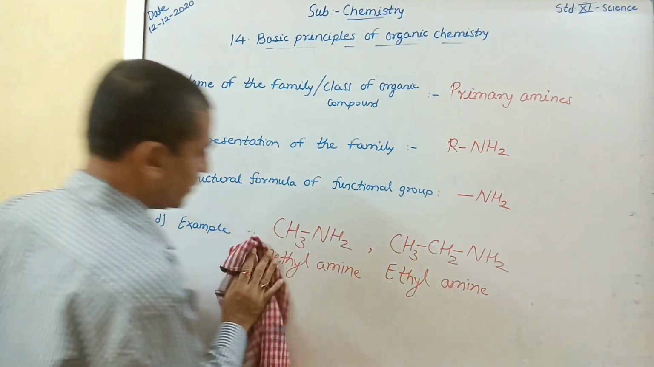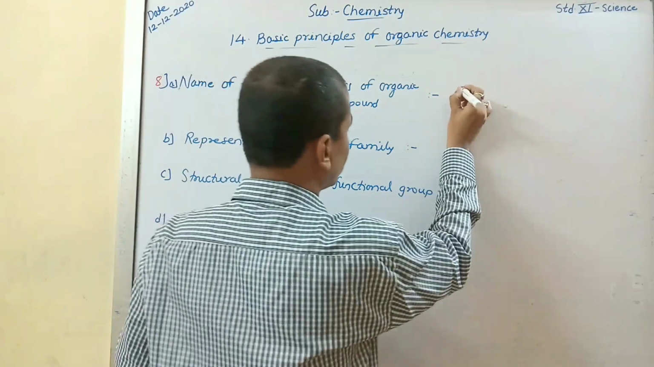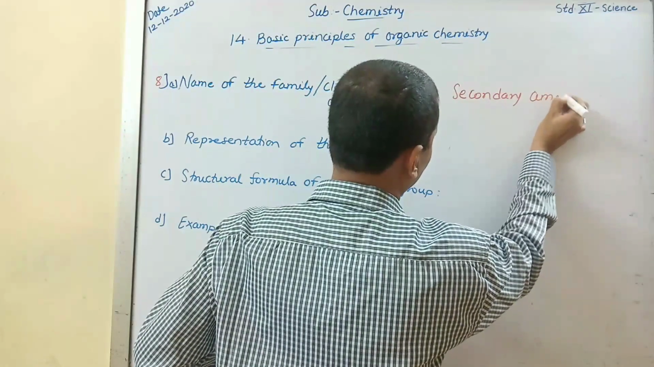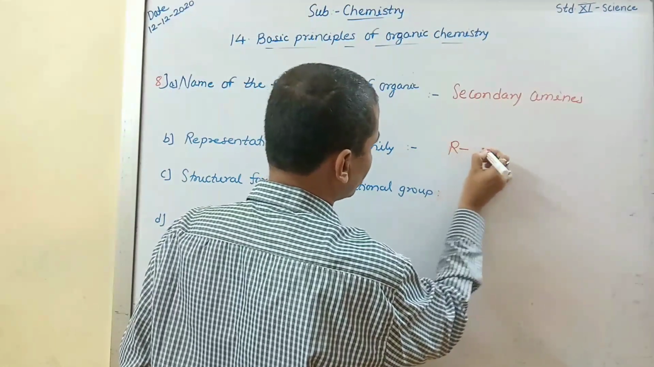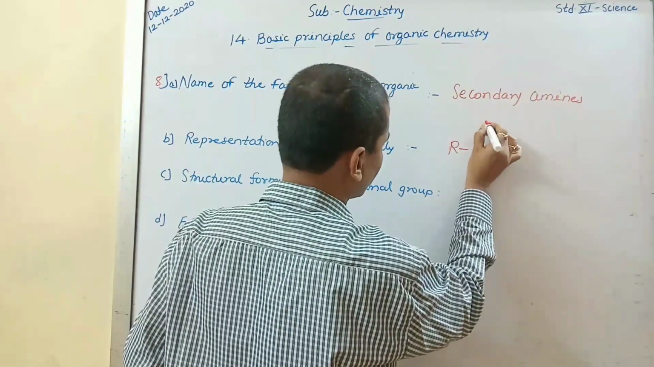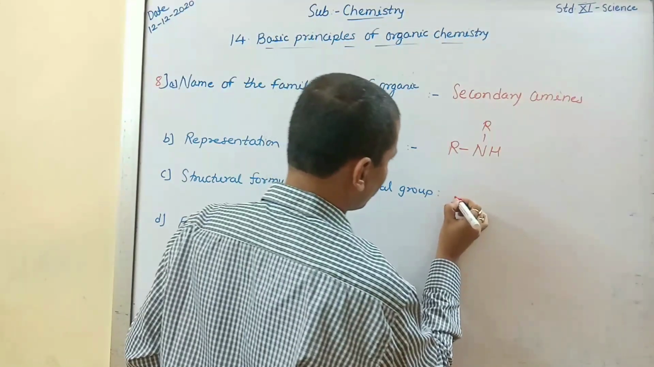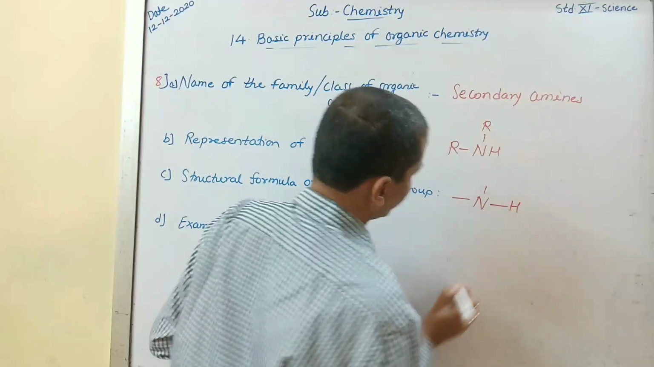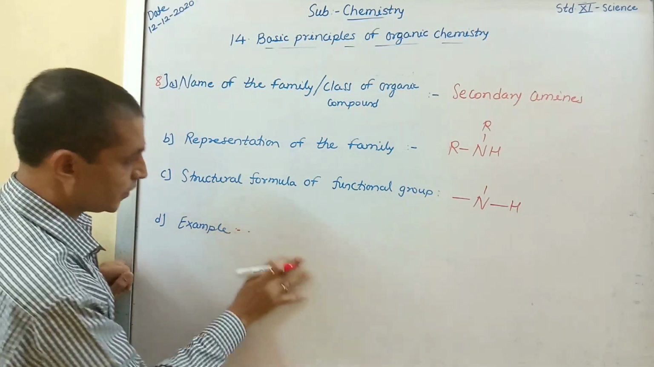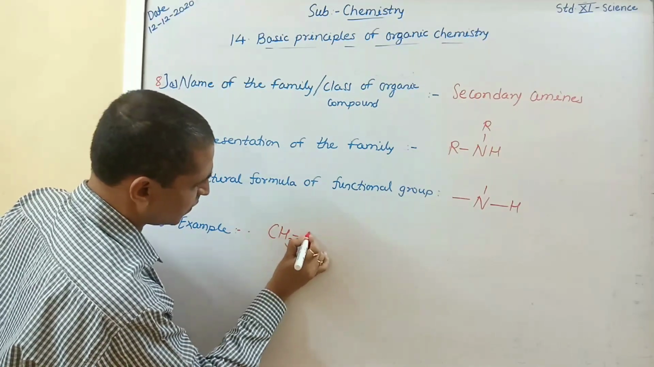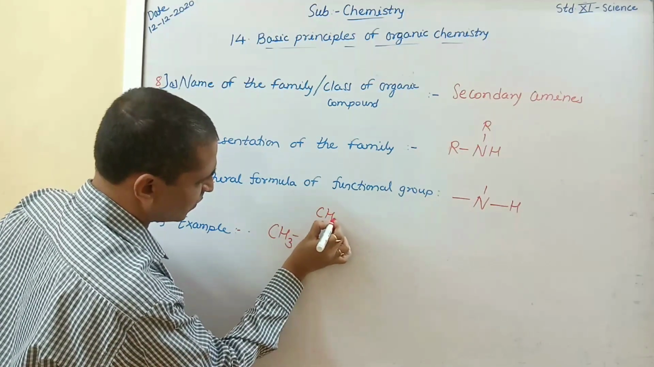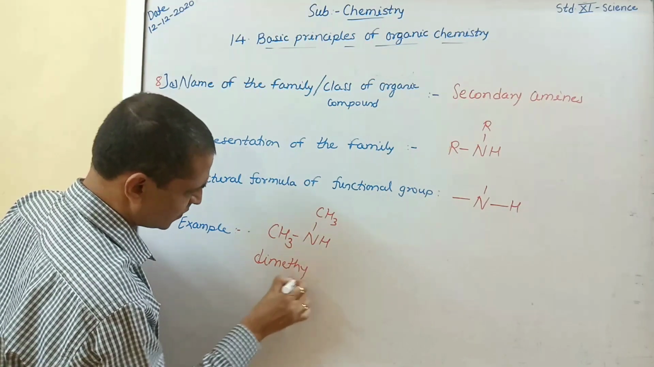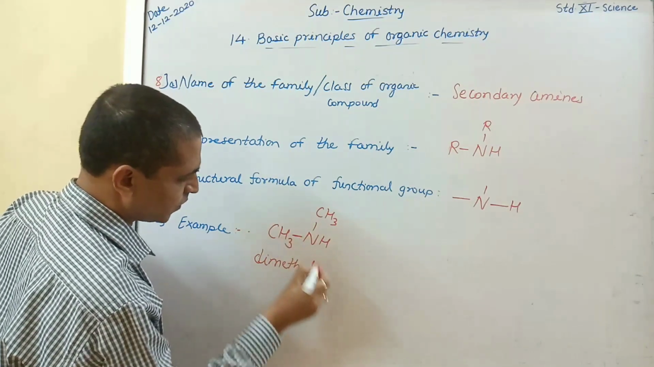Now come to 8, secondary amines. Formula is what? RNHR. Structure formula is N, H, and the formula is what? CH3NHCH3. It is called as dimethyl. See, two methyl groups attached to the functional group, dimethyl amine.